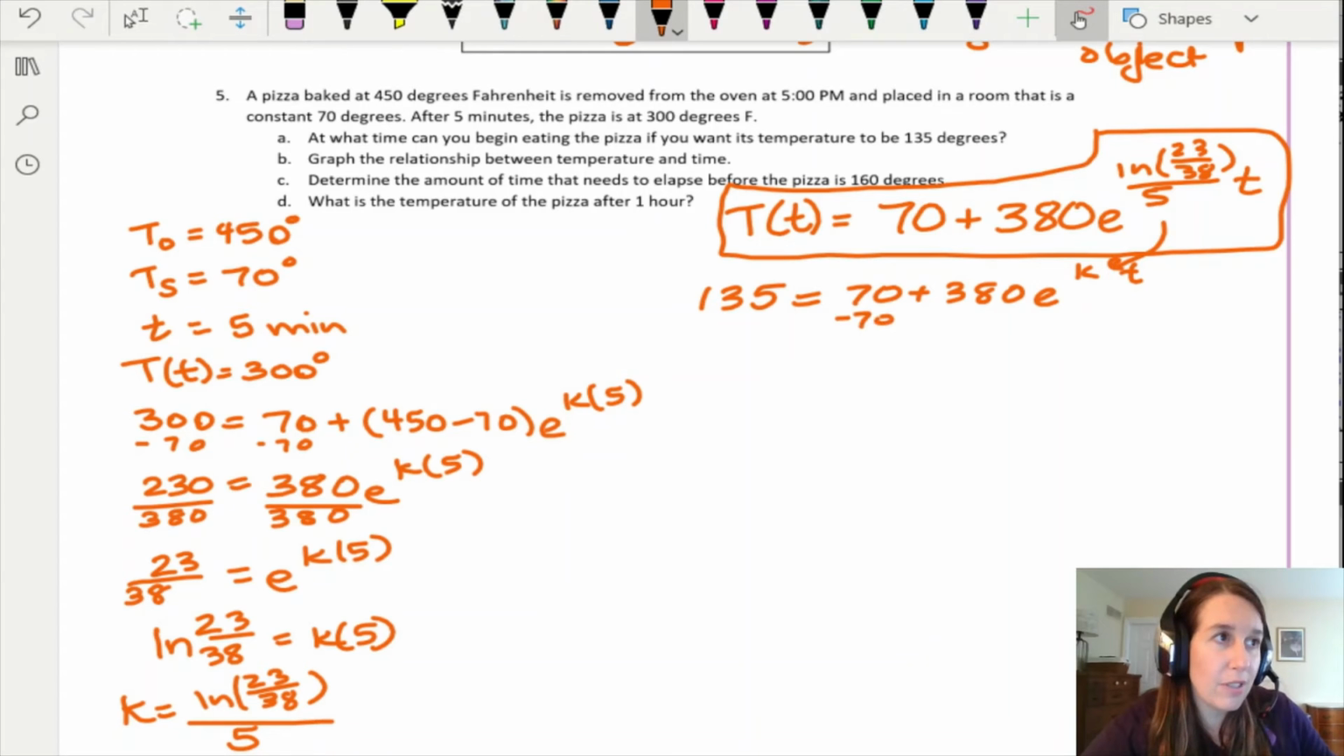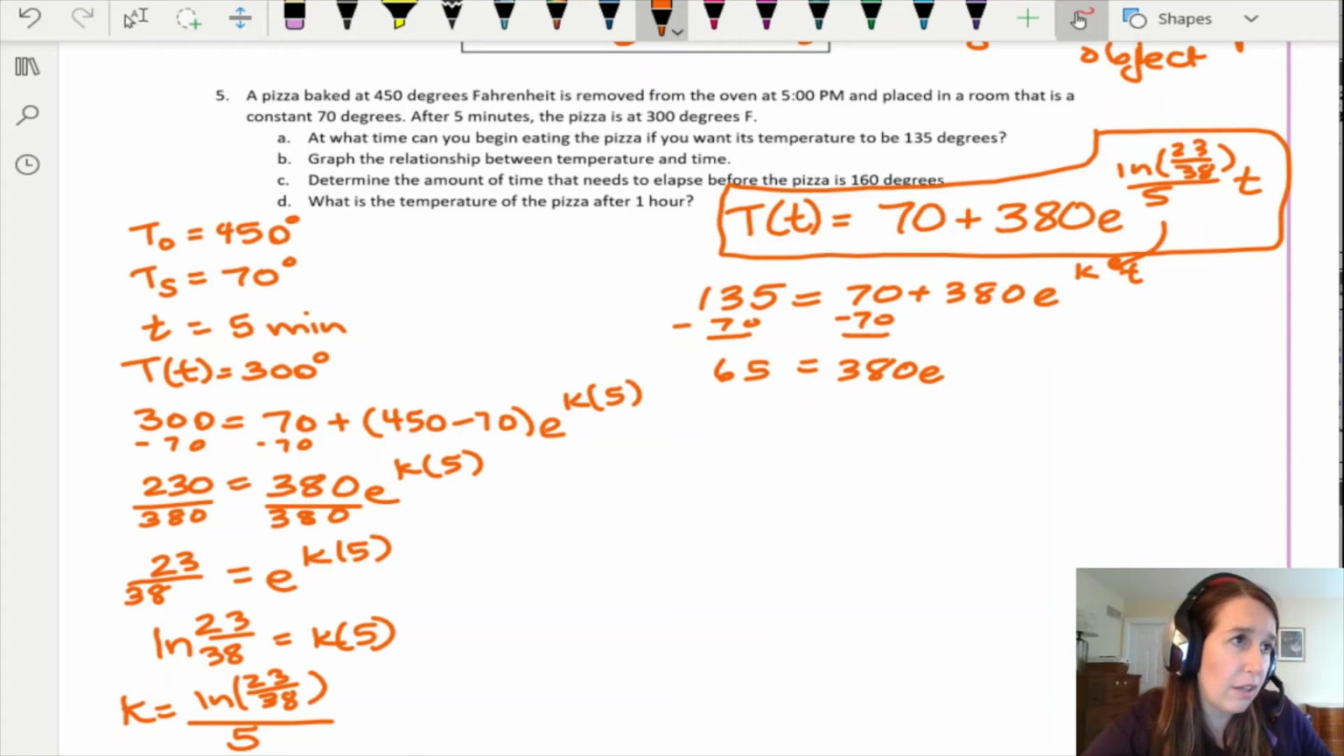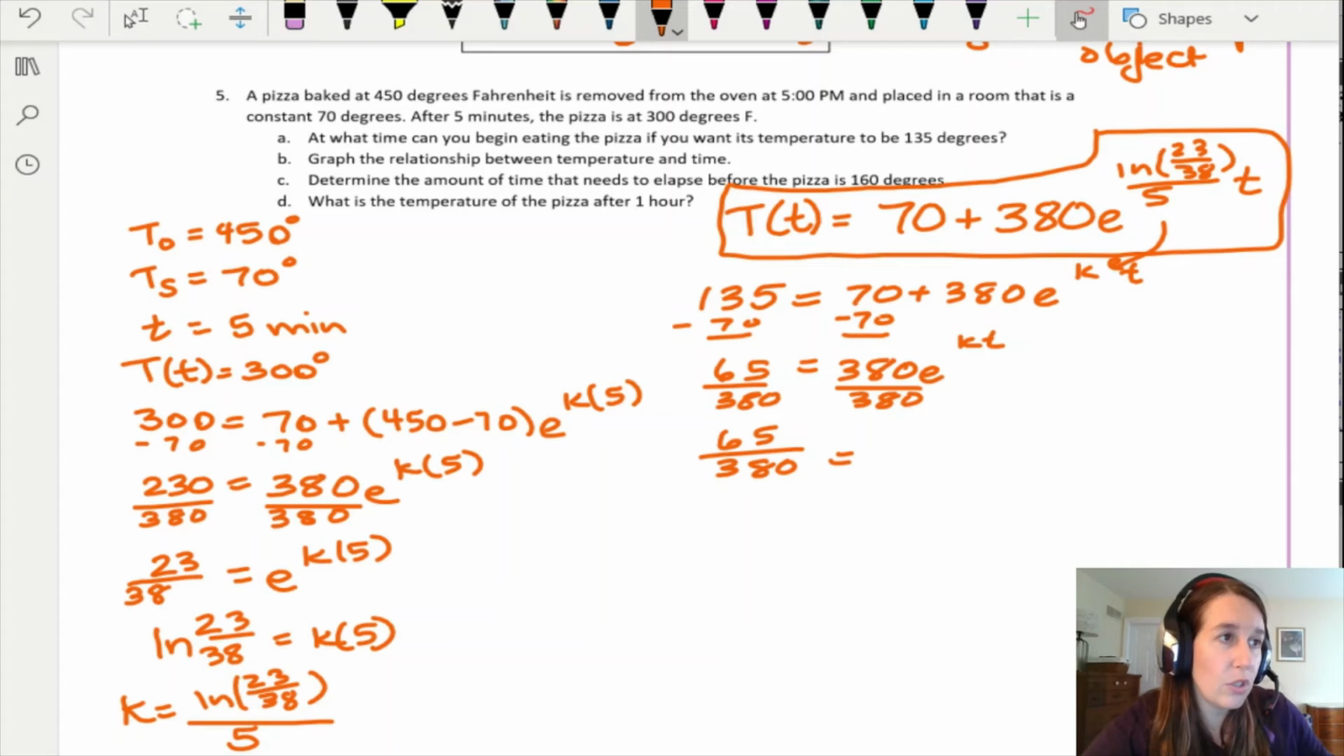So once again, we have to subtract 70 here. We get 65 is equal to 380 e to the kt. All right, and then we have to divide both sides by 380. Okay, so I'll just leave that as 65 over 380 is equal to e to the kt, right? And then change it to natural log form. So ln 65 over 380 equals k times t, right?